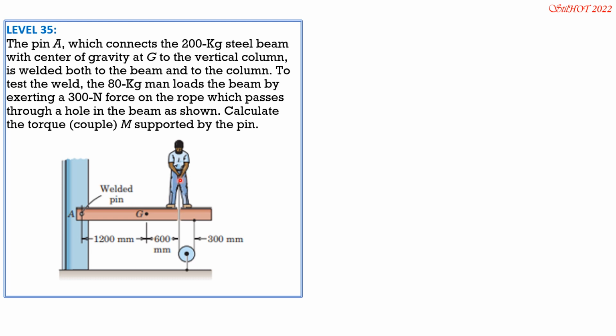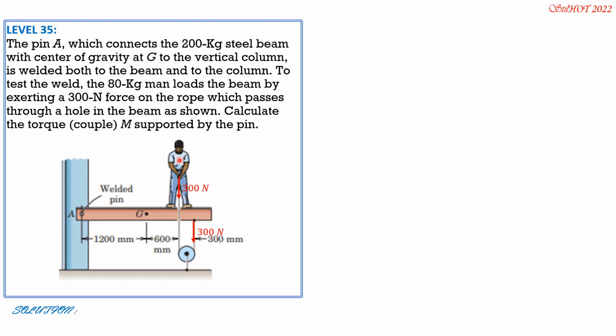So the man exerts 300 newtons. So this is also 300 newtons. This is also 300 newtons. The effect is downward because for the pulley it is up. Both will be upward. So this will be the effect to the beam, downward.